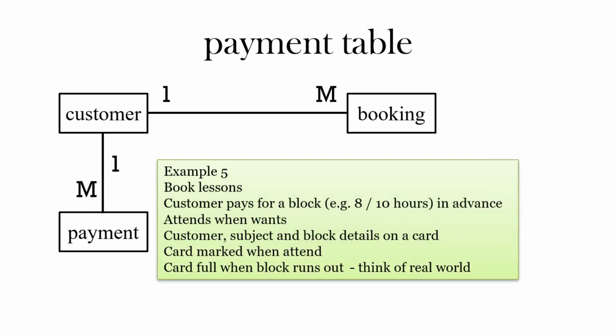Example 5, very similar, books lessons but pays for a block of 8 or 10 hours in advance. The customer attends when they want. Now in real life we might have a card where the customer attends and then the card is marked to say they've attended, and once they've got the 8 marks or 10 marks, then they have to repay. So we can think of items that we use in real life to help us with our design. Again, the entity or the table payment is connected to the customer.